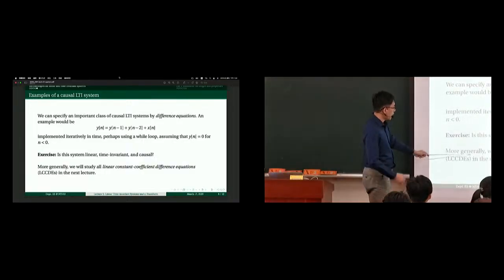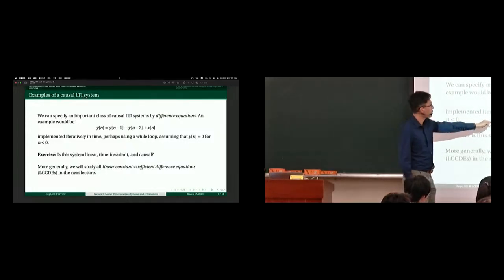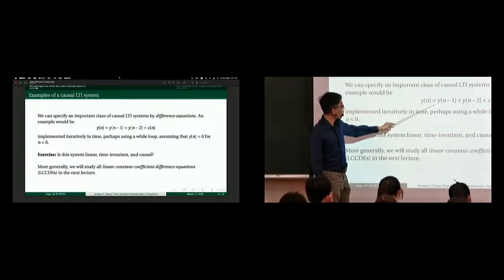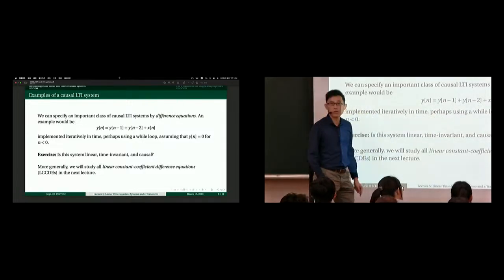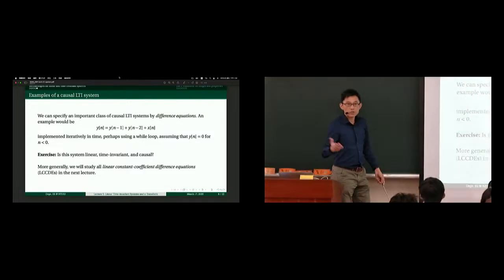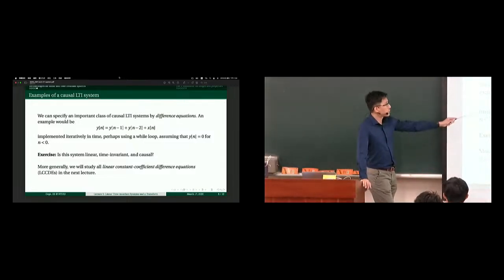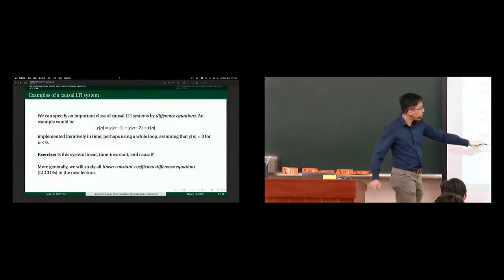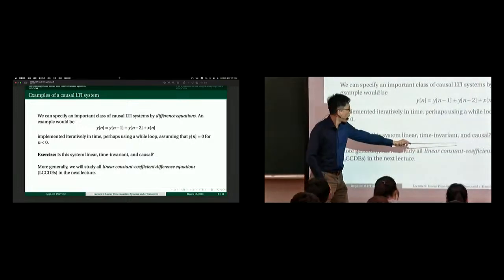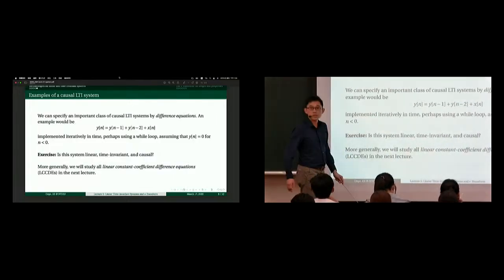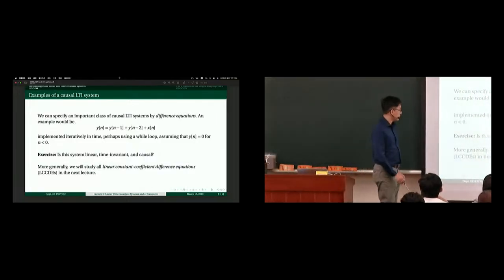More generally, we are interested in any such kind of difference equation with arbitrary coefficients. Here the coefficients are 1, 1, and 1, but that's just one example. We're interested in all linear constant coefficient difference equations. So we will take a look in the next lecture.